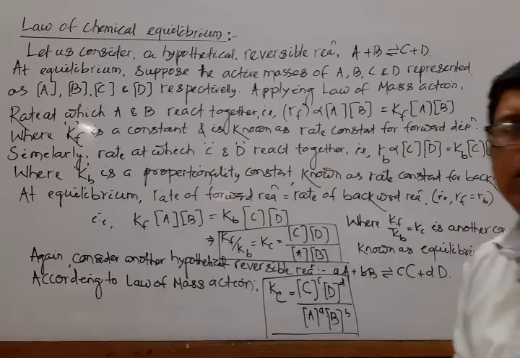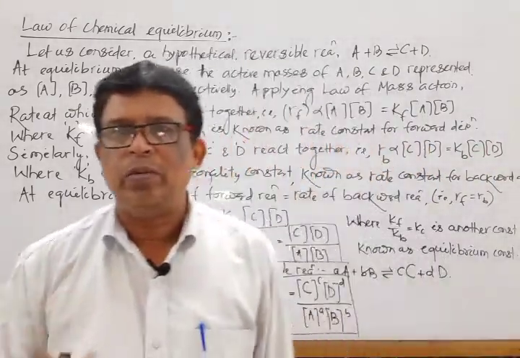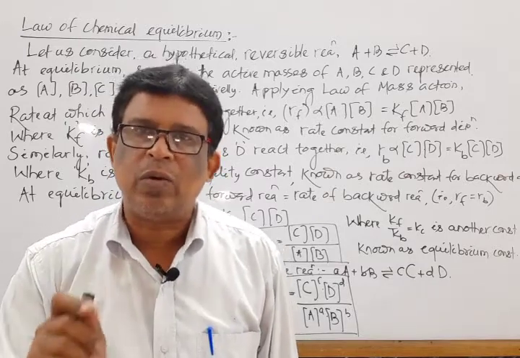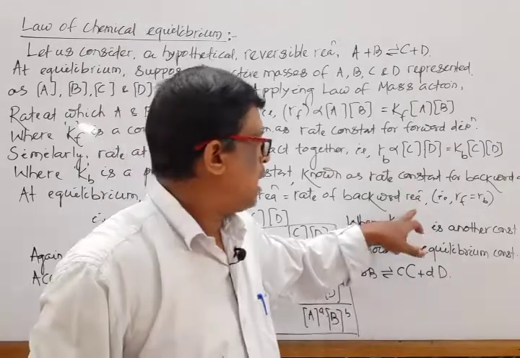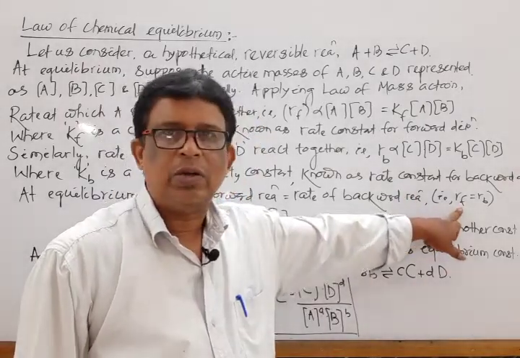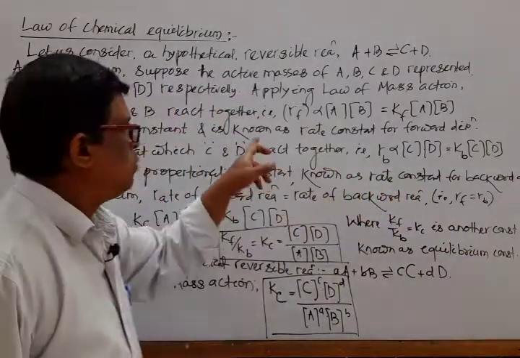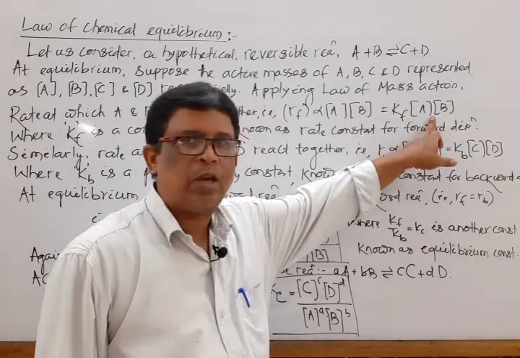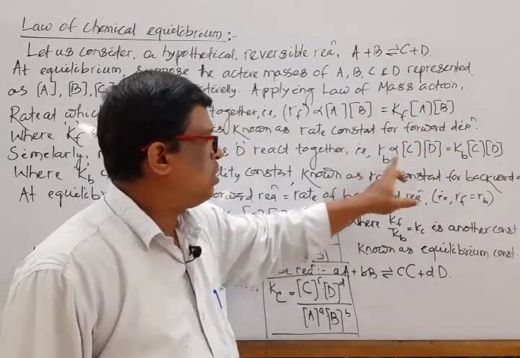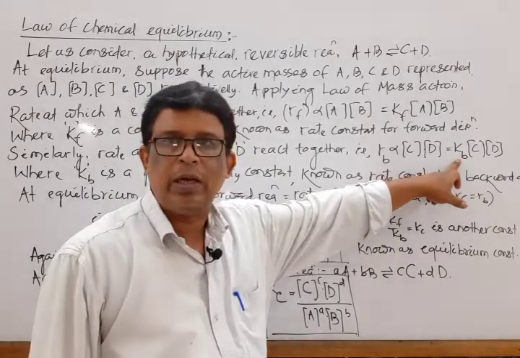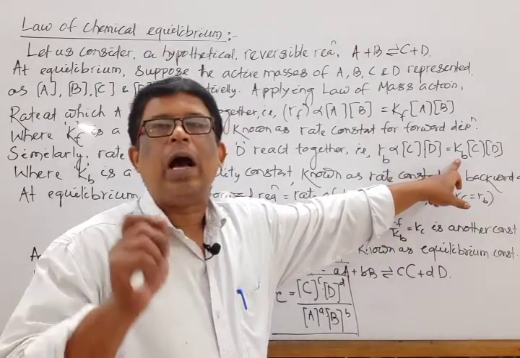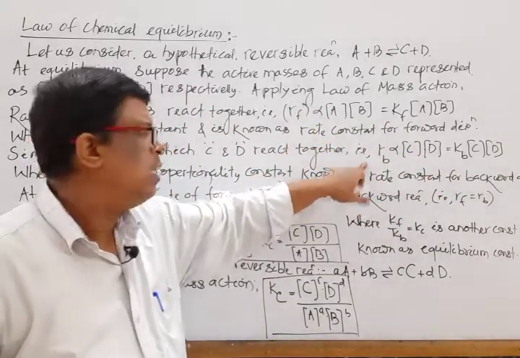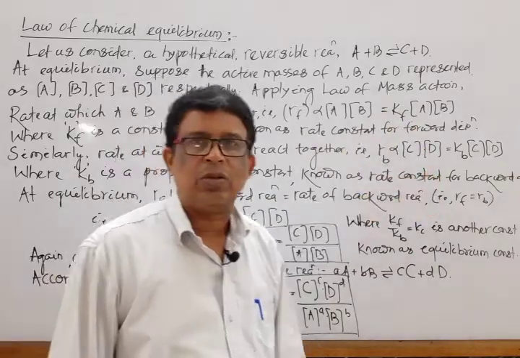And we know that at the state of equilibrium, the rate of forward reaction is equal to the rate of backward reaction. That means at the state of equilibrium, Rf is equal to Rb. If we observe equations 1 and 2, Rf is equal to Kf into the product of active masses of A and B, and in equation 2, Rb is equal to Kb into the product of C and D. At equilibrium, if Rf is equal to Rb, equation 1 LHS is equal to equation 2 LHS, then equation 1 RHS is equal to equation 2 RHS.